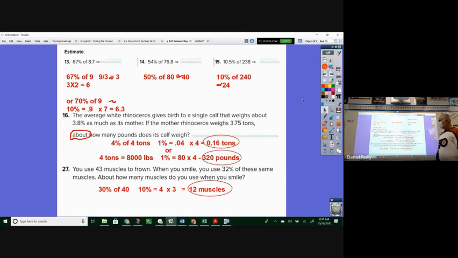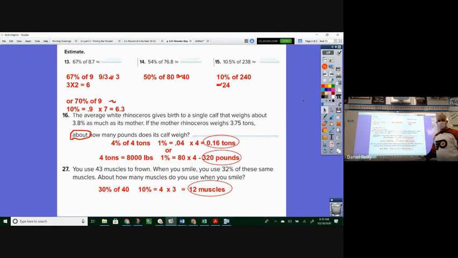Okay, then a couple real world problems. A baby rhinoceros weighs 3.8% as much as the mother. The mother weighs 3.75 tons. So I estimated this to be 4% of 4 tons, which is 0.16 tons. Or if you wanted to, you could convert tons to pounds. Each ton is 2,000 pounds, and you could get 320 pounds. I wouldn't expect you to do this. I got that right. I just put the decimal point in the wrong place.